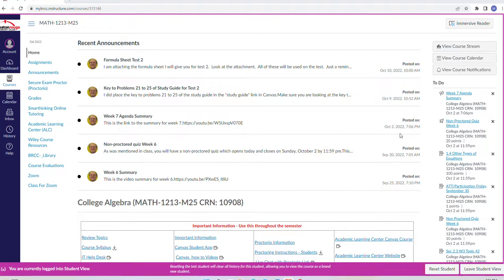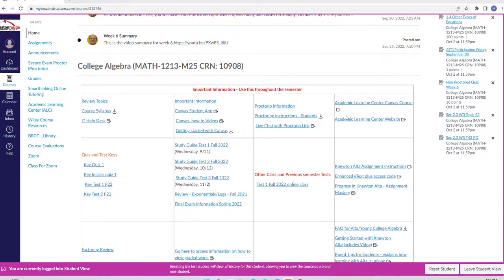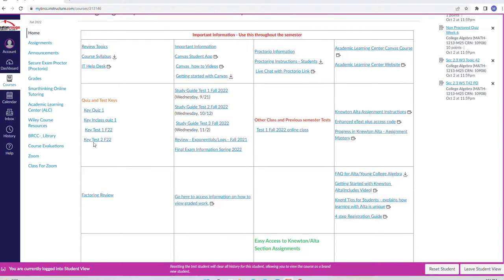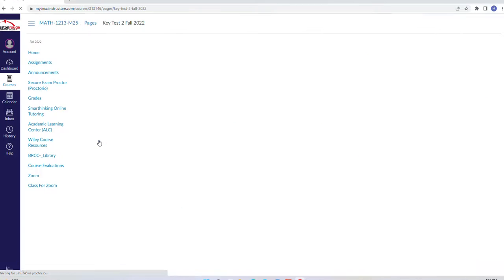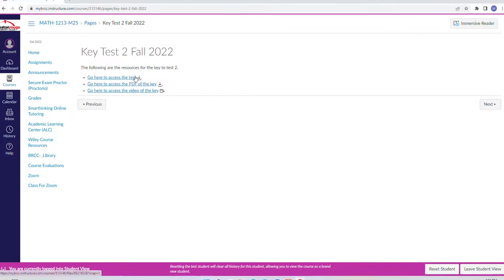All right, so welcome to week 9. In week 9, just to remind you of a couple of things, I did put the key to test 2 right here. If you click on this, you will then see the access of the test, the PDF of the key, and the video of the key. So the key has been posted.